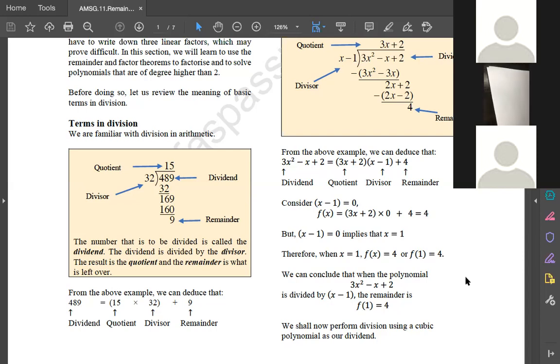When we pick the divisor, we equate it to 0. Now, when we equate it to 0, we are going to have a value for x. What the remainder theorem is telling us is that when we put that value we found for x inside the function, we are going to have a number. The number we get is our remainder. Very simple remainder theorem.